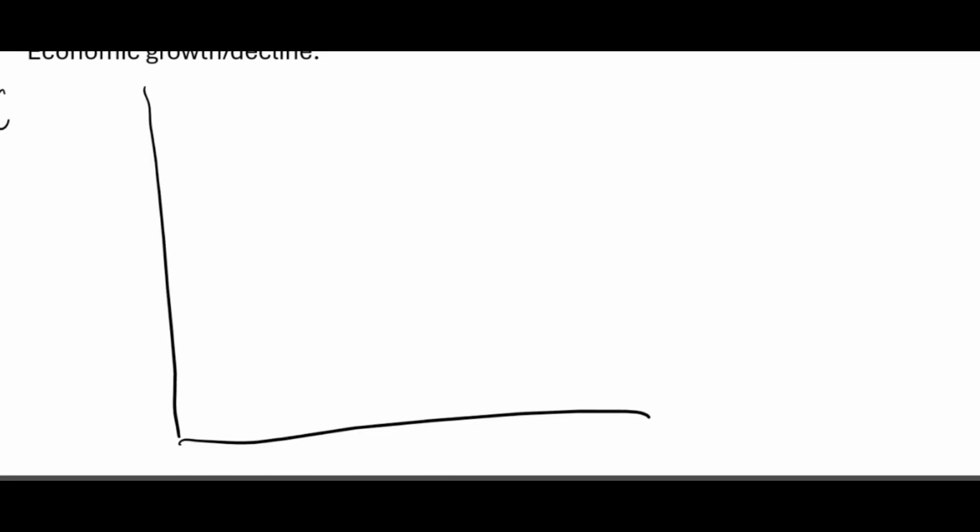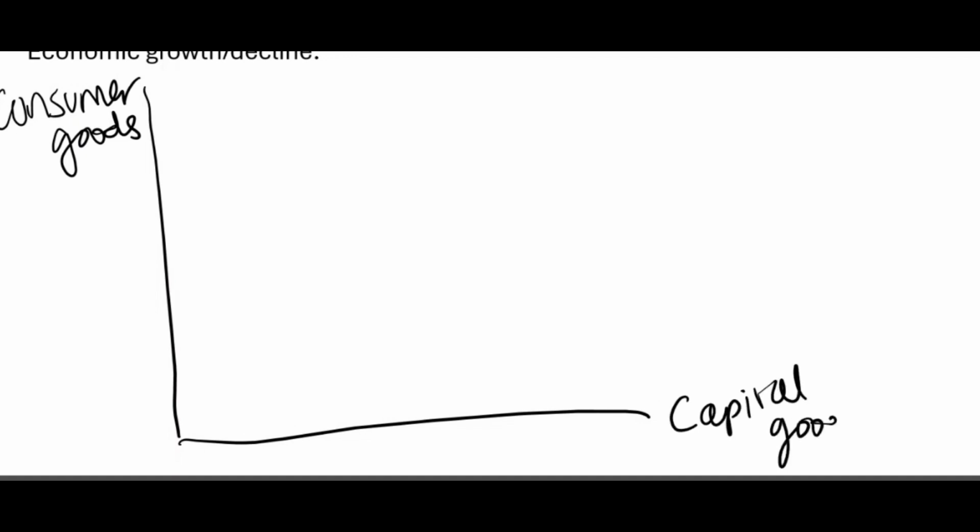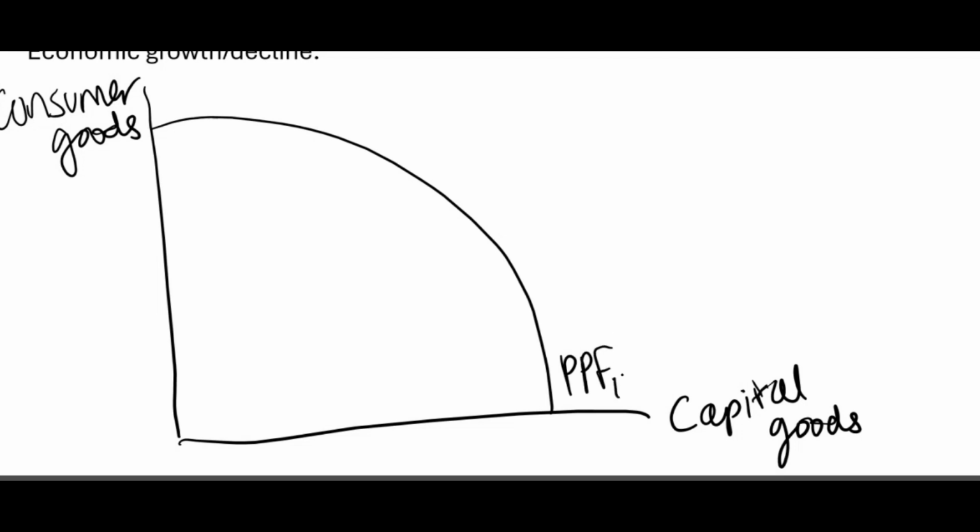So we label it consumer goods over here, and capital goods over here. Are you making sure you're writing notes, by the way? Yeah. Okay. So this is our PPF. This is our normal PPF. Let's call it PPF 1. We do have to label our curves based on the numbers.